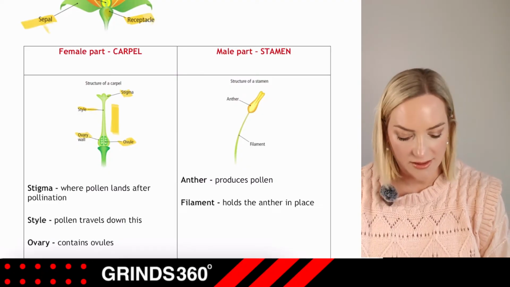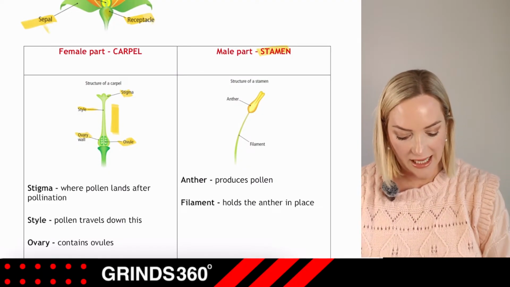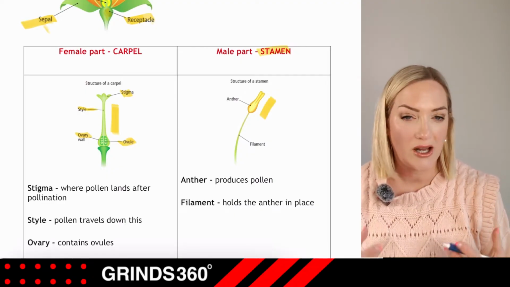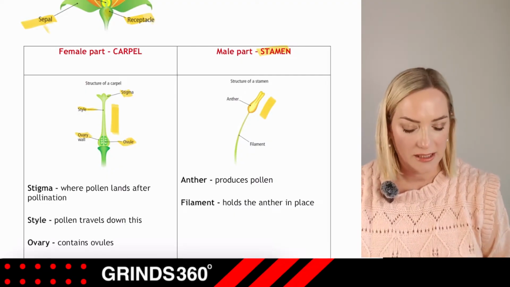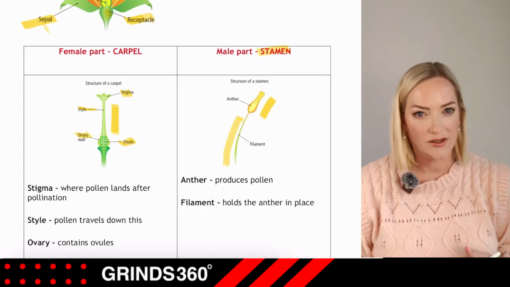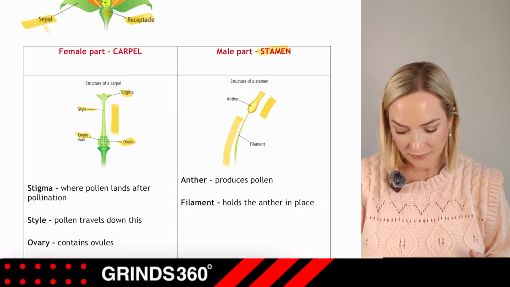And then we have our male part. The male part is called the stamen. It consists of the anther, which produces the pollen, and then it has the filament down here, and your filament is going to support the anther.